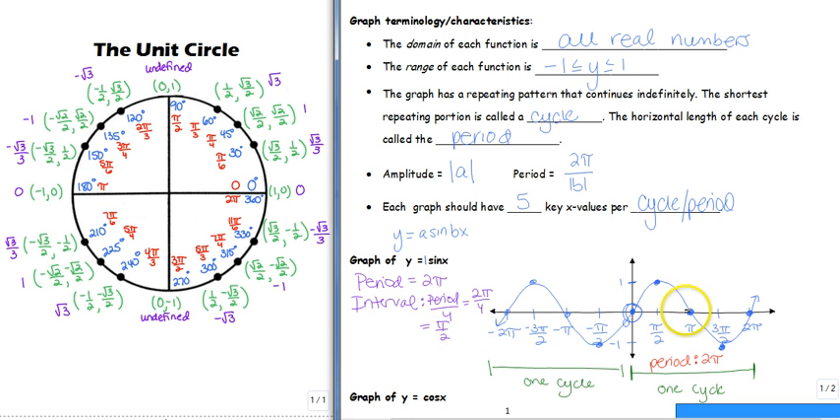And you can see that the distance between each of these is pi over 2. We're increasing by 1 half each time. And our amplitude is going to be 1, the absolute value of 1. And what the amplitude is showing is the vertical distance between each of your points.